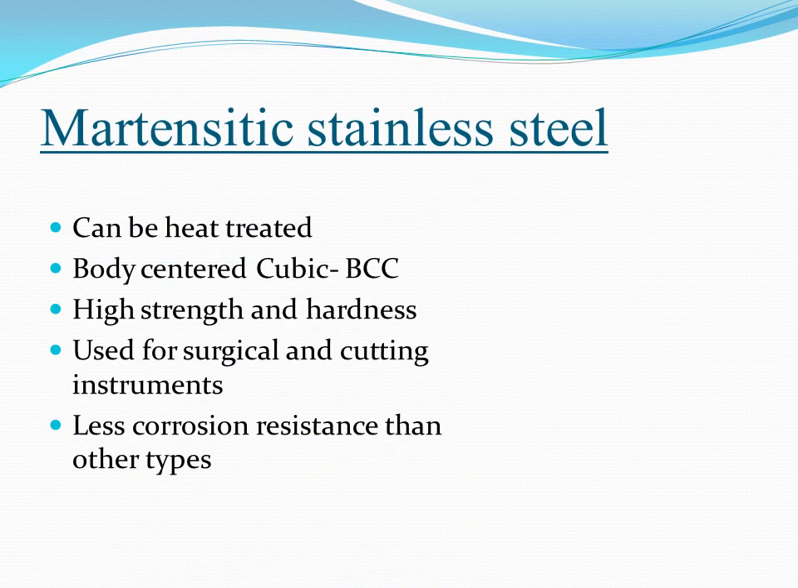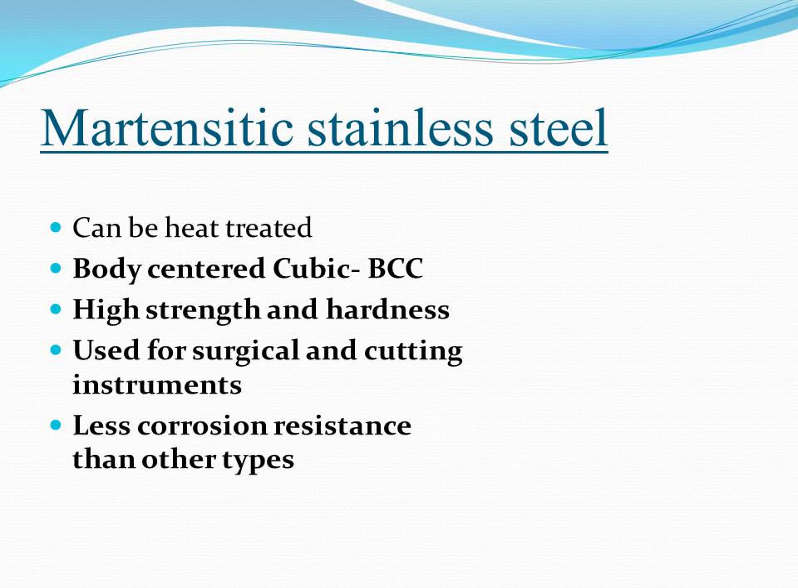If we talk about the martensitic stainless steel, firstly, it is body centered cubic. It can be heat treated. It has high strength and hardness, and it is used exclusively for surgical and cutting instruments. And it is less corrosion resistant than the other types because of its low content of chromium. So remember the three things: the crystalline structure, its mechanical properties, and its application. It is different from the rest of the stainless steel.